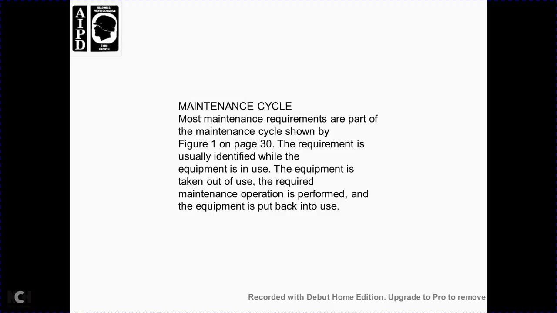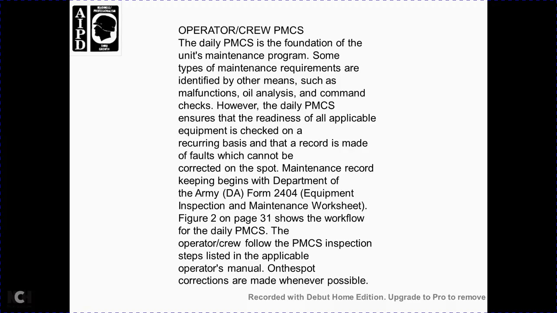Maintenance cycle. Most maintenance requirements are part of the maintenance cycle shown in Figure 1, page 30. The requirement is usually identified while the equipment is in use, the equipment is taken out of use with the required maintenance operation performed. The equipment is put back into use. Operator crew and the preventive maintenance, the daily preventive maintenance services, are the foundation of the unit maintenance program.